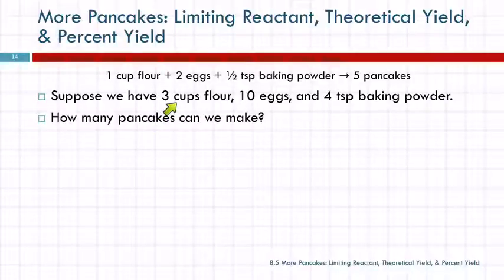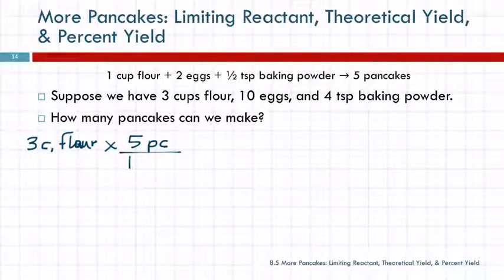Yeah, so you have to look at each of these and figure out how much it can make, basically, right? So if you had 3 cups of flour, you need 1 cup of flour for 5 pancakes. You get 5 pancakes per 1 cup of flour. You could make 15 pancakes, right? So 3 cups of flour, 5 pancakes per 1 cup. So 15 pancakes. PC is pancake.